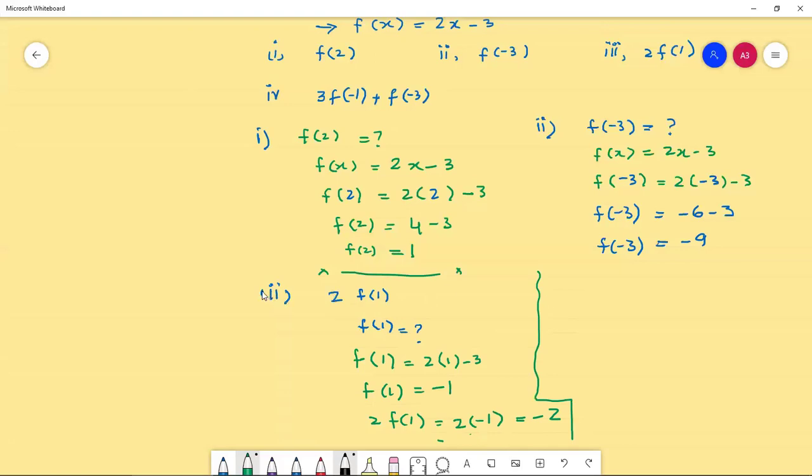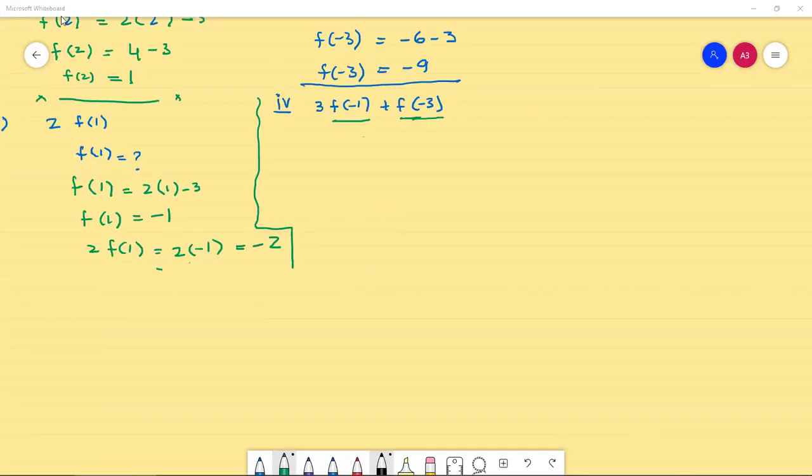So next, look at question part number 4. Part number 4 is actually 3 into f of minus 1 plus f of minus 3. I have already told you that first you have to find f of negative 1, then multiply f of negative 1 with 3, then find f of negative 3. When you find 3 into f of negative 1 and f of negative 3, then you have to add both of them. So look at this.